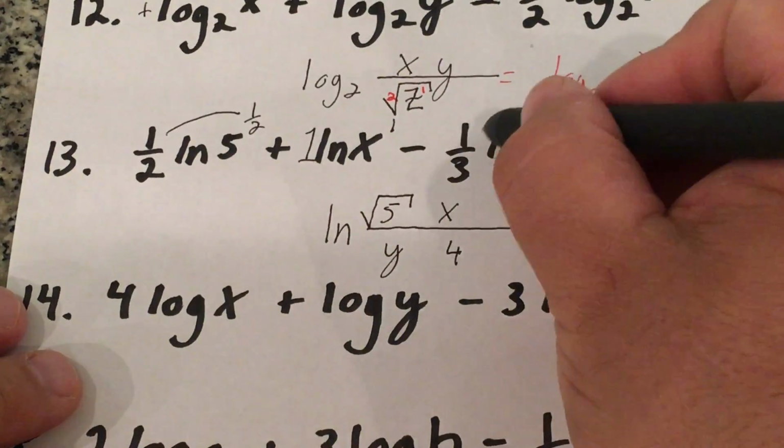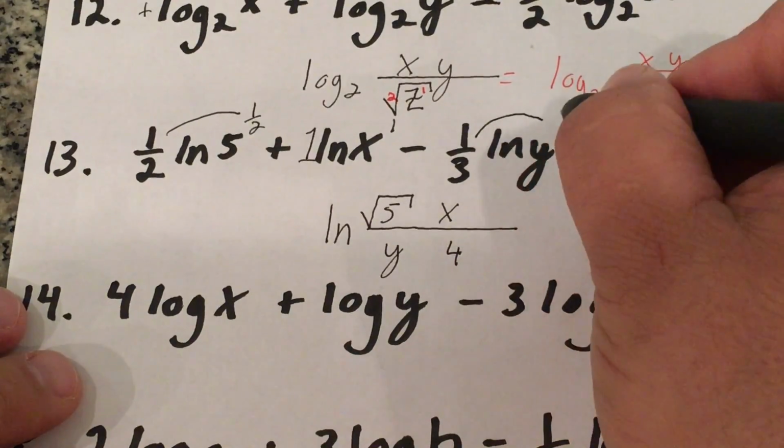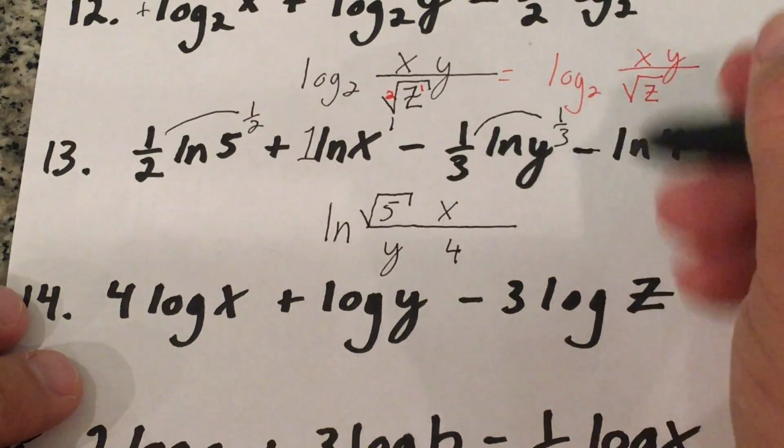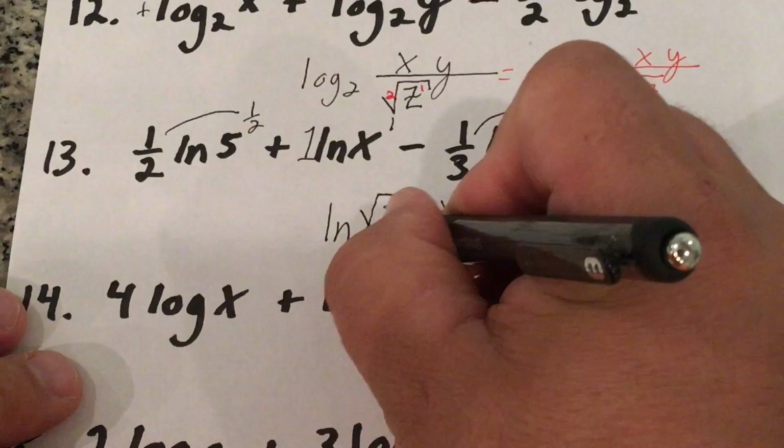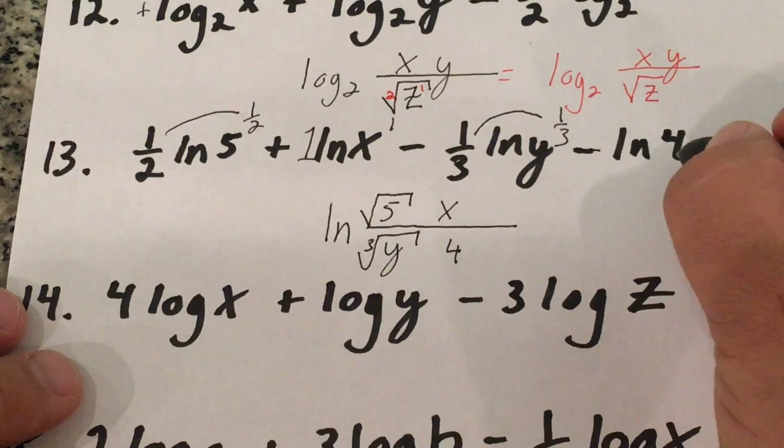Now the ln y, the 1/3, I'm going to rewrite up here as an exponent, and that's going to give me the cube root of y to the first. And 4 gets left alone.